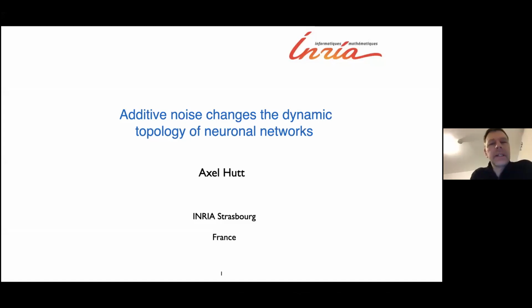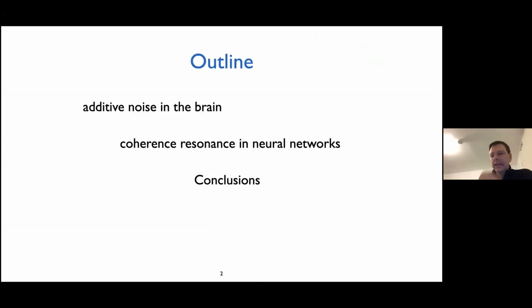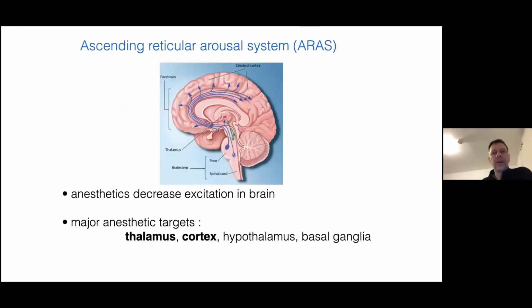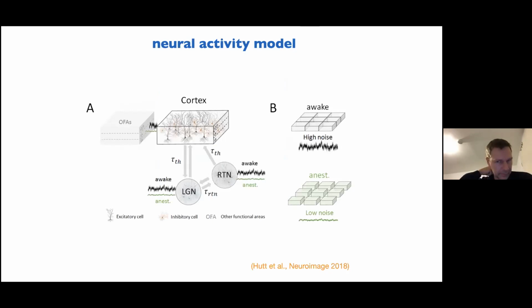So I wanted to say something about additive noise and how it changes the topology of neural networks. And there are several aspects. First I would like to introduce the idea by a recent study, how this affects the brain and how this describes coherent resonance in neural networks. In the brain, you have a driving system that sets the level of excitation of the brain. This is the ARAS, ascending reticular arousal system. And we started with a neural activity model where we have three areas: the cortex, the thalamus, LGN, and RTN. And we drive these three areas by additive noise and just studied how the cortical dynamics evolve and change with changing input.